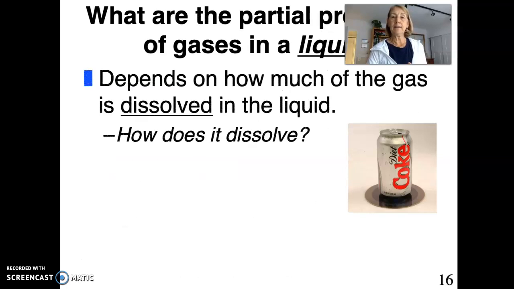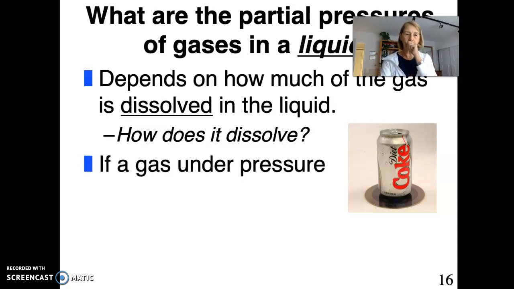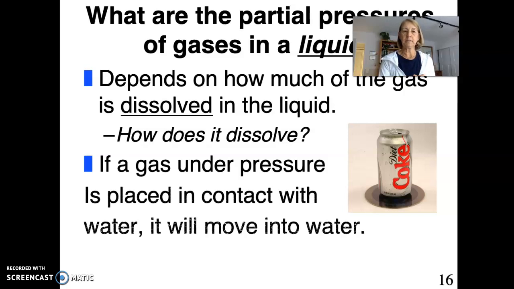Okay, so we've done that in air. Now, what about partial pressure of gas in a liquid? Well, it depends on how much of the gas is dissolved in the liquid, right? How much pressure of CO2 is in a can of soda? Well, it depends on how much was actually dissolved in it, because it does dissolve. If a gas is under pressure and placed in contact with water, it moves into the water. So in order to make your Diet Coke, they're going to put it under really high pressure and pump in that CO2 and seal it so that it stays in solution.